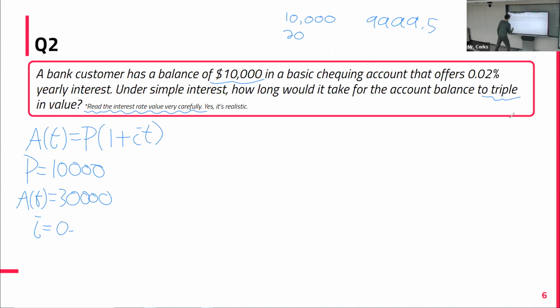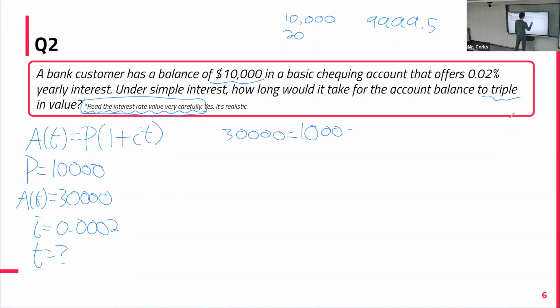Okay, 0.0002. So it's 0.02%. To turn that into just a regular number, a decimal, we add 2 more decimal places there. So like I said, read that very carefully. I'll talk about that in a moment when we finish. And the rest, we just want to know what our time is. So put all the parts in.